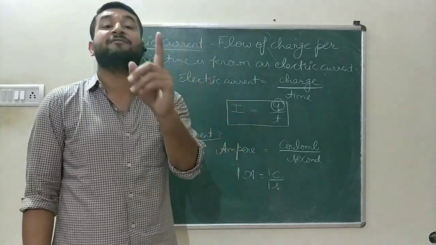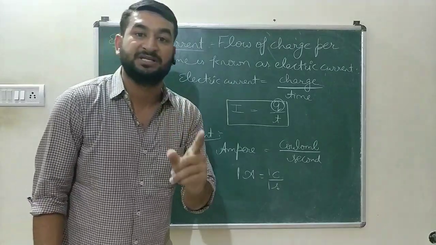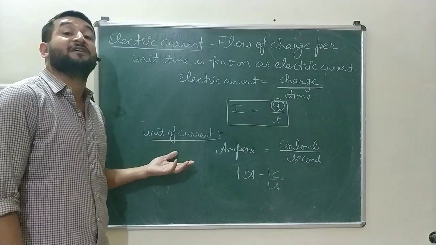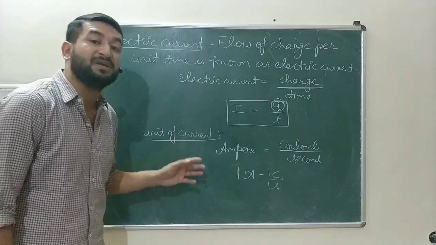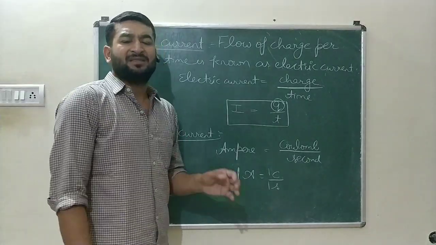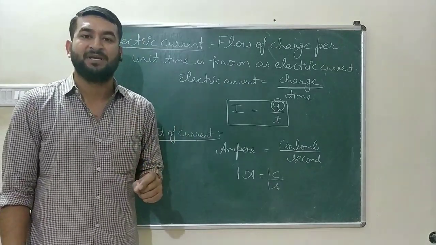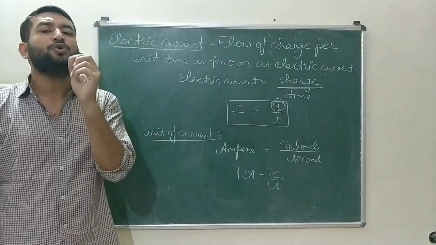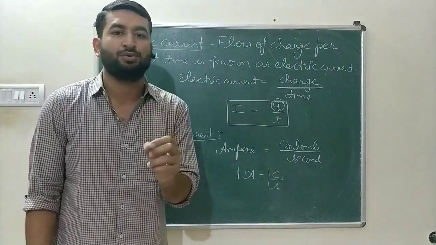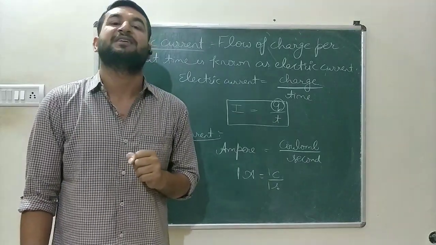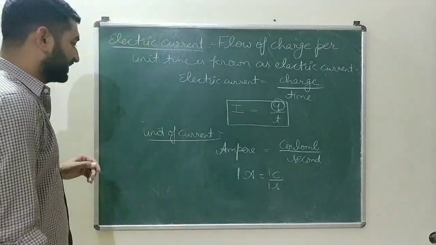Another one mark, a very important definition for your board exam. Define 1 ampere. Define the unit of current. The unit of current is 1 ampere. The electric current flowing through a conductor is said to be 1 ampere if 1 coulomb charge passes through that conductor in 1 second. So that is the definition of 1 ampere.